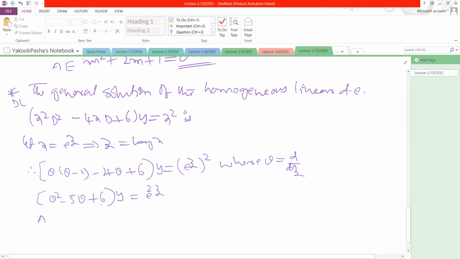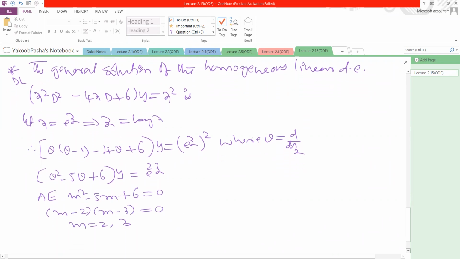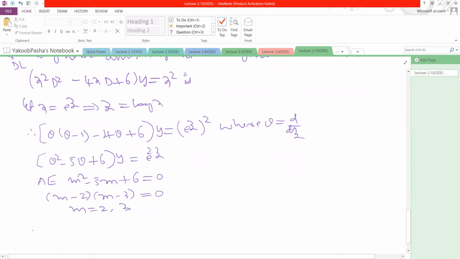Now this is a linear differential equation with constant coefficients. For this equation, we have to take the corresponding auxiliary equation, that is m square minus 5m plus 6 is equal to 0. This can be written as (m minus 2) into (m minus 3) is equal to 0. That is m is equal to 2, 3. These are the roots of the corresponding auxiliary equation. So we can write the complementary function yc is equal to c1 e power x.